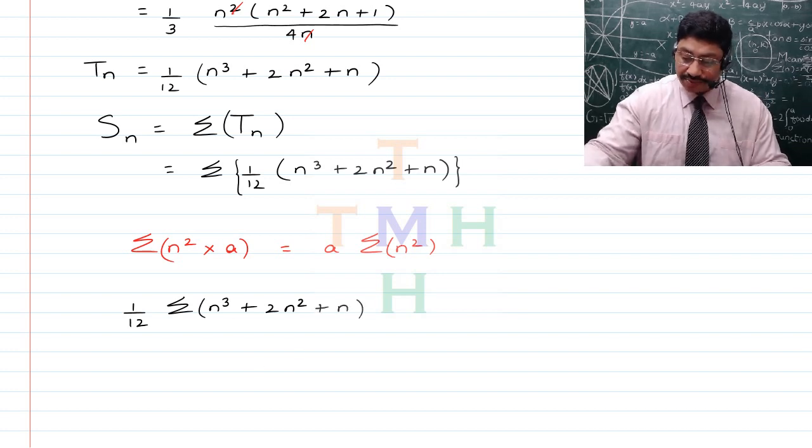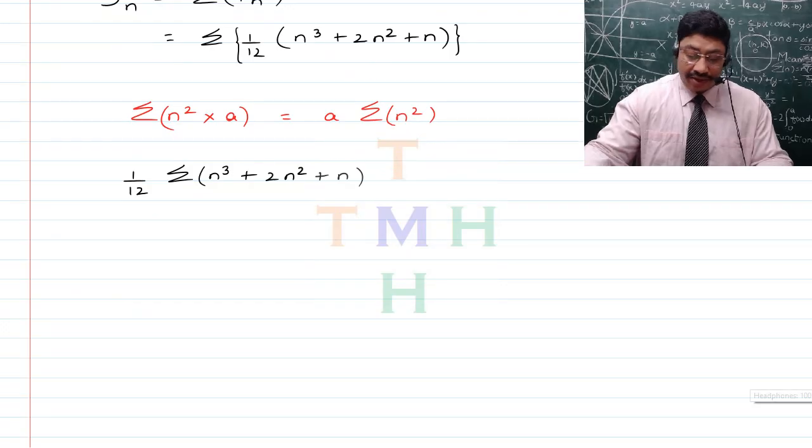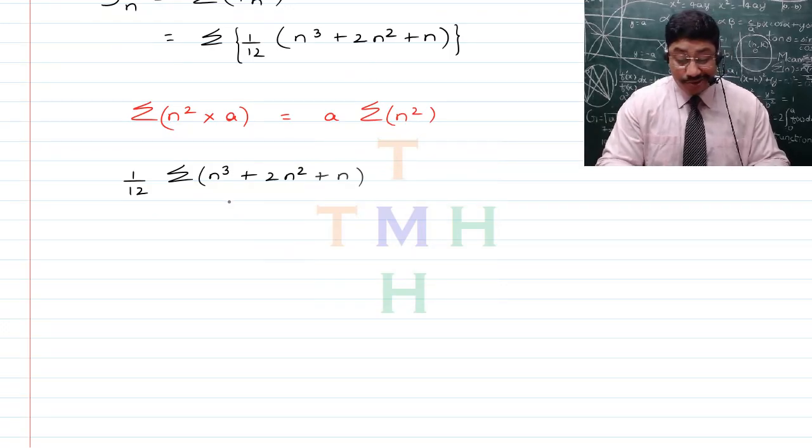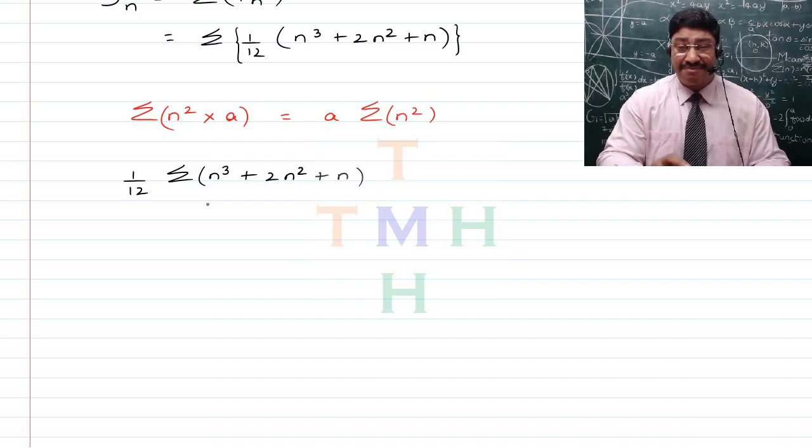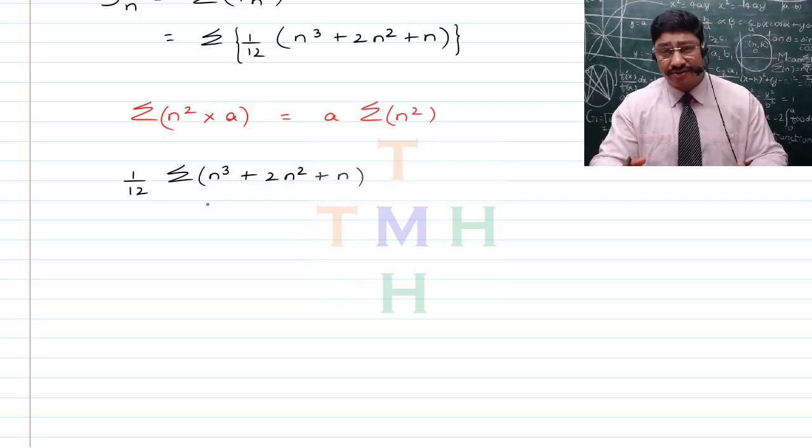Now, children, next what you can do is, here we get to see that we have sigma n cube as well as sigma n square as well as sigma n also, which requires our attention. In times to come we will discuss that, but meanwhile, whenever you have sigma applied to a sum or a difference of a few terms, then sigma goes over to each and every term and does a summation.